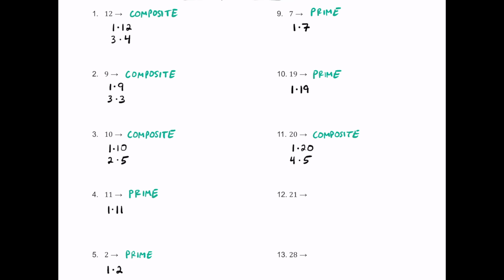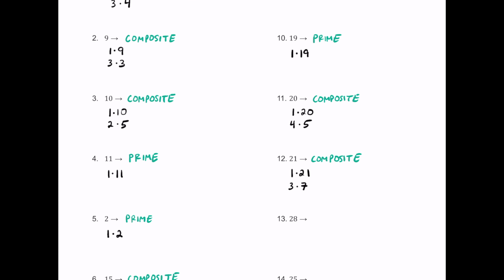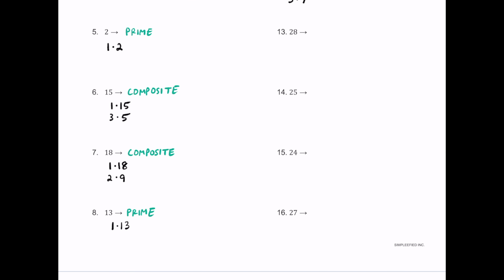For number 12, we have the number 21, so 1 times 21, and what else do we have? Oh, I think 3 times 7 is 21, so that makes 21 composite. For number 13, let's see, we have the number 28 here. So for 28, of course, it's an even number, so it's going to be composite. I think 4 times 7 is 28, right? So 28 is composite.